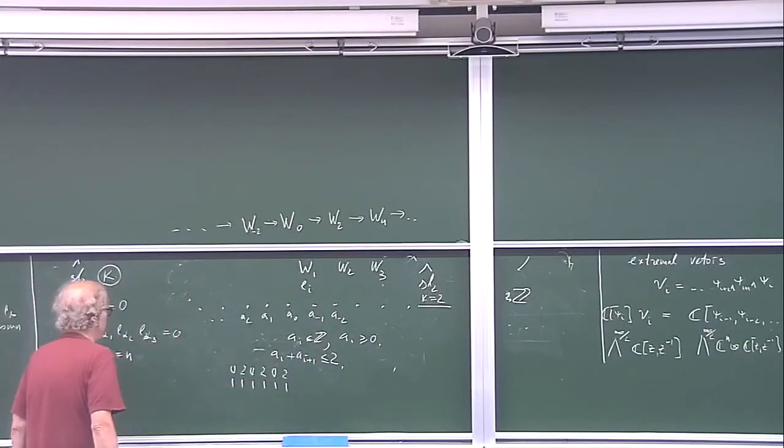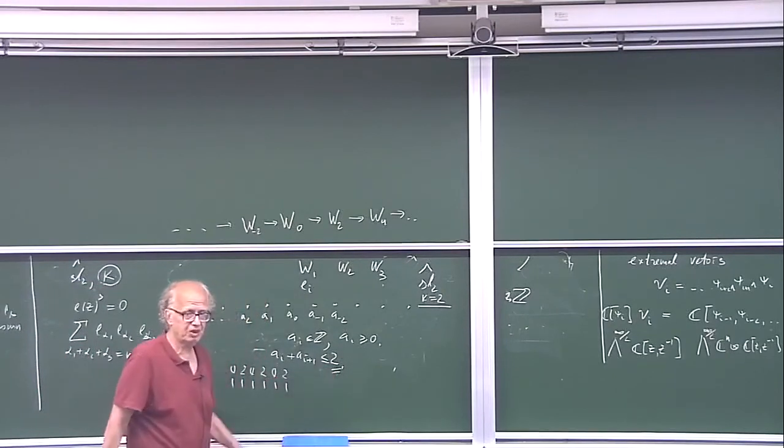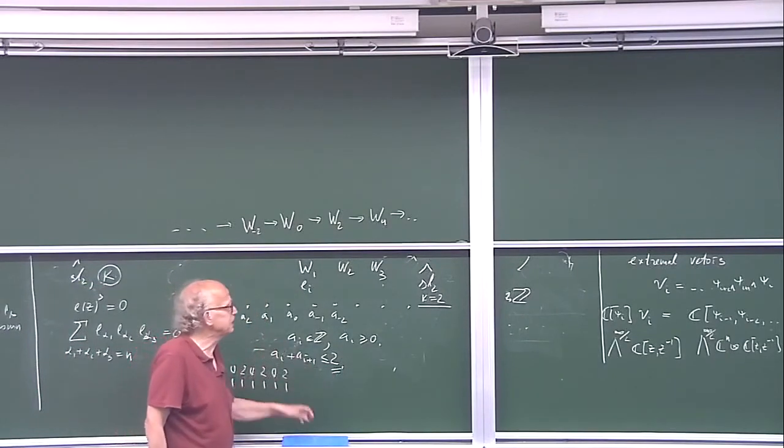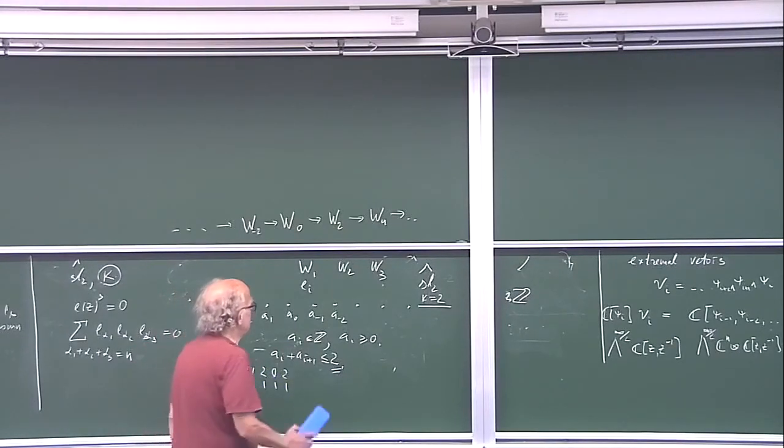The similar story is for bigger k, and what is changing? So this condition is changing, it becomes bigger, 3, 4, and so on, but the same story is correct.